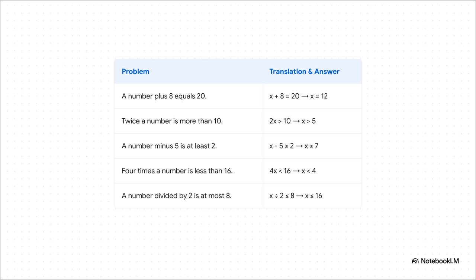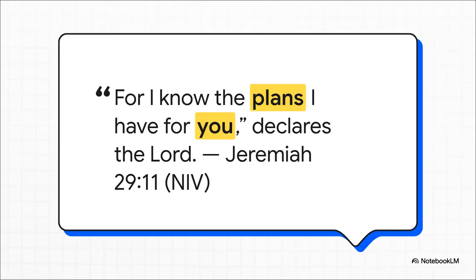All right, let's see how you did. Each one of those sentences translates into either a nice, clean equation or an inequality. Take a second to check your work. How did you do translating those trickier phrases like at least or at most? And to wrap this all up, the source material this explainer is based on finishes with this verse. It's meant to connect that idea of having a plan or a clear goal right back to the mathematical concepts we've just been talking about.